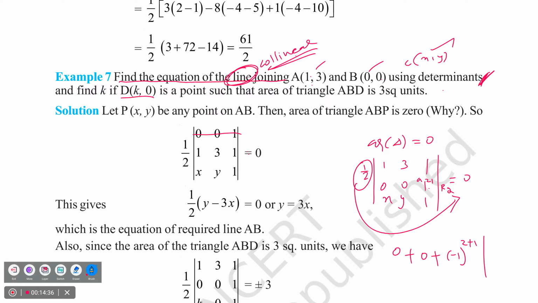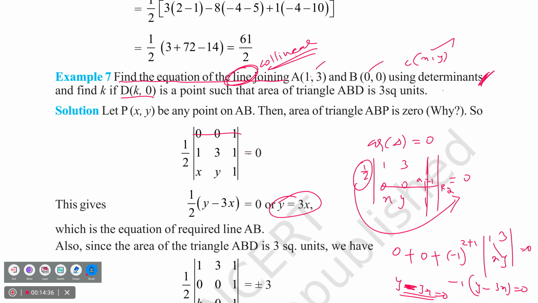If you remove this row and column, what am I getting? The determinant 1 3, x y equal to 0. So minus 1 whole power 3, minus 1 into y minus 3 into x, equal to 0. Now minus 1 multiplied by minus 1 gives plus, so y minus 3x is equal to 0, or y equal to 3x. That's it. Not an issue.